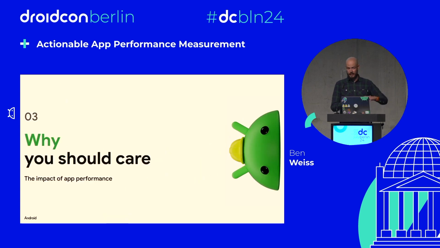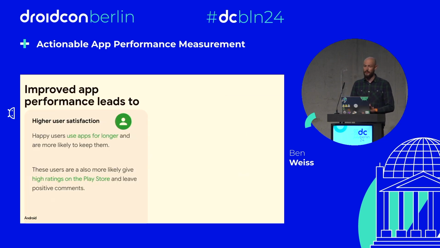So next to all the tools, why should you actually care about performance? If you have improved app performance, that makes your users happier. And happy users are likely to use apps for longer and are more likely to keep them on their devices. And that's what you want. You want your users to use your app, you want them to like it, you want them to keep it on their device and not uninstall it just after they've used it. And they're also more likely to give you positive comments, share with other people, and rate you highly on the Play Store, which is also something that we found you probably want to look at.